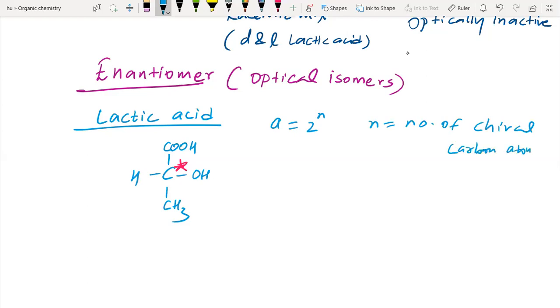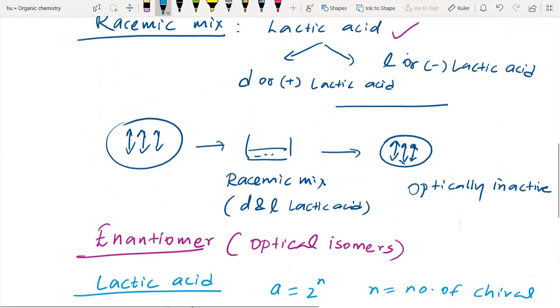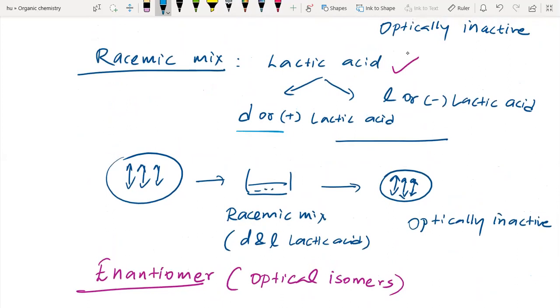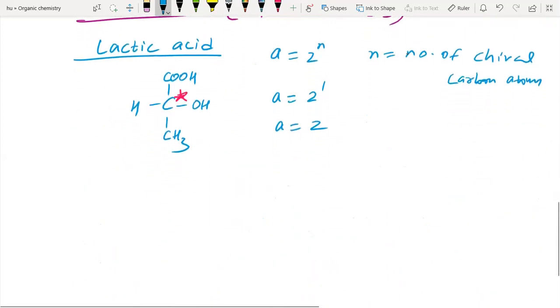And as you see here, lactic acid contains only one carbon atom. That's why the number of isomers possible is 2. For lactic acid, two isomers are possible: one is dextrorotatory, the other is levorotatory. That's why I wrote D-lactic acid, because dextrolactic acid is denoted by small d or plus sign, and levo is represented by small l or negative. Now we'll see the structure of that.